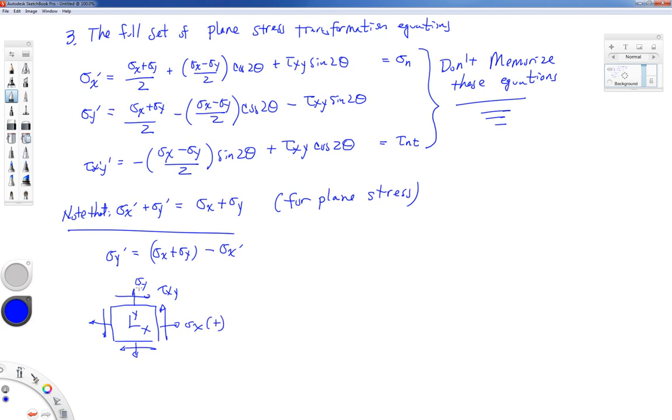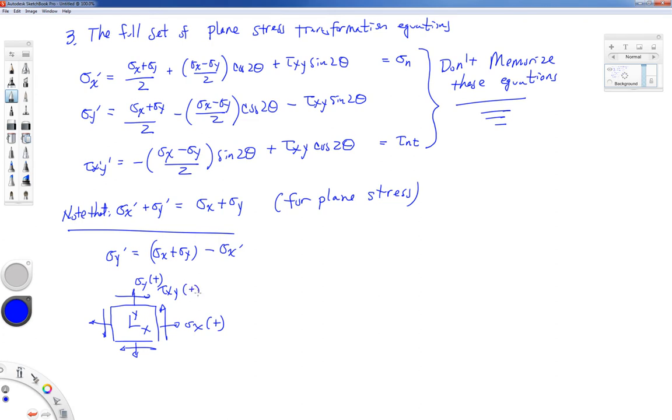So a positive normal stress is in tension. And that makes a lot of sense. We've talked about the sign convention for normal stresses already. We haven't really talked much about the sign convention for shearing stresses. We kind of ignored it because we're mainly interested in the magnitude of shearing stresses up until this point.